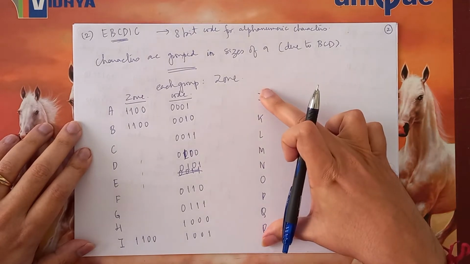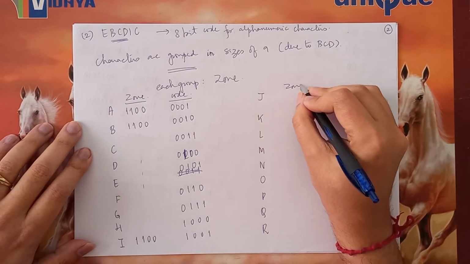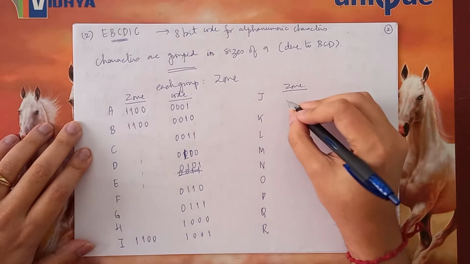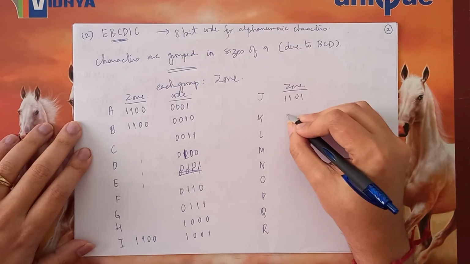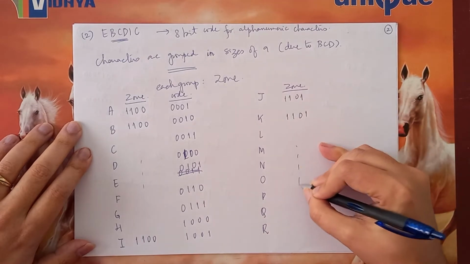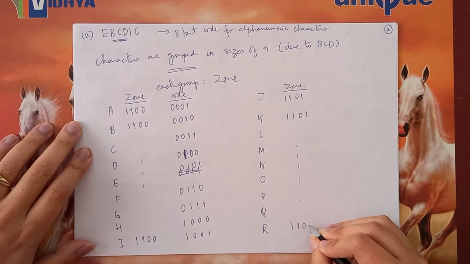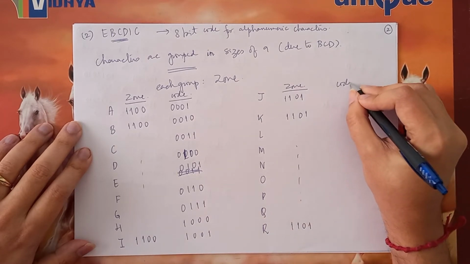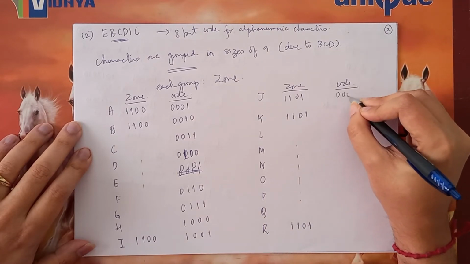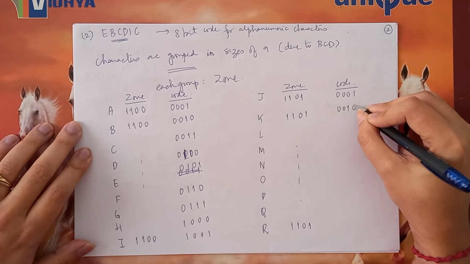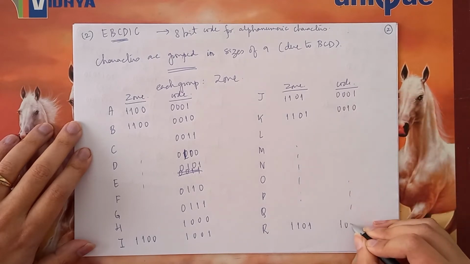Now for these groups, the zone is 1, 1, 0, 1. And this continues all the way till R. Once again, the numbering will start from 1 and go all the way till 1001.